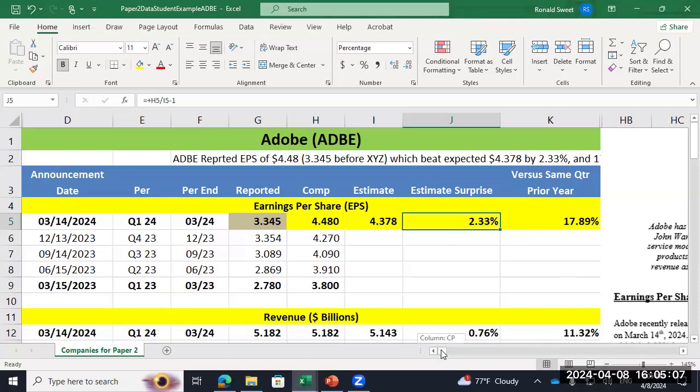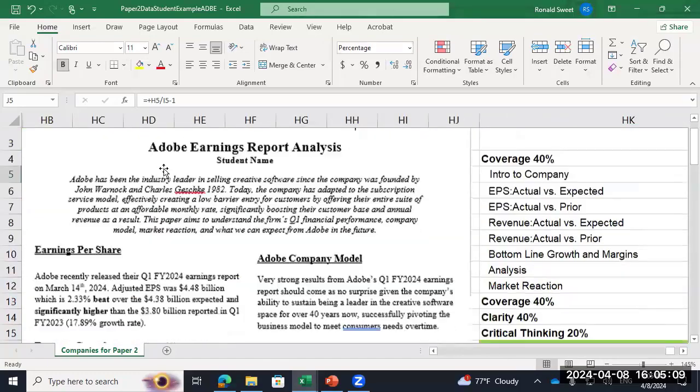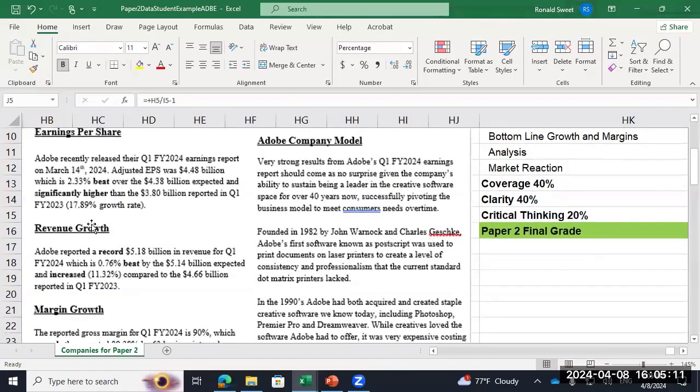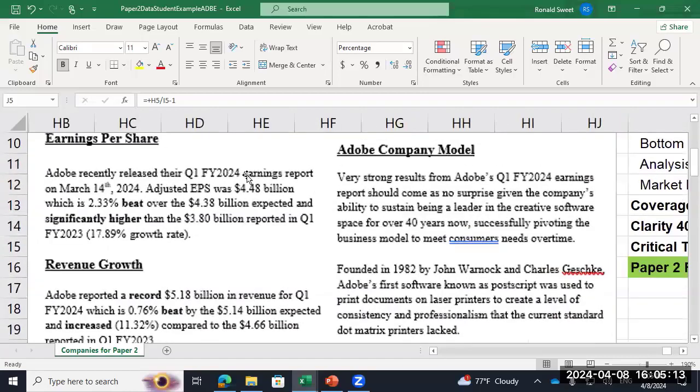So let's see how this student did. Adobe recently released their full year Q1 earnings report. He gave the date it's released. That's a good thing to do. It's kind of good to say after close or before open to give some indication on that. That can usually be good. Was $4.4. There is a typo here.